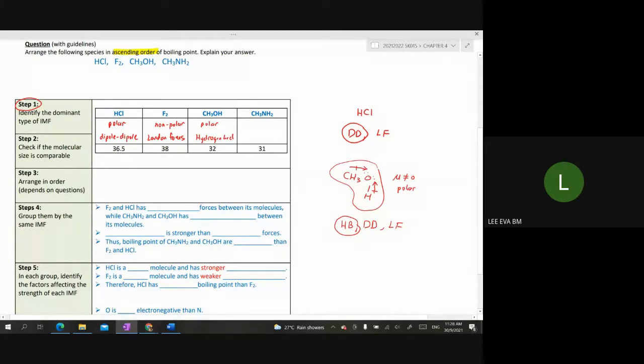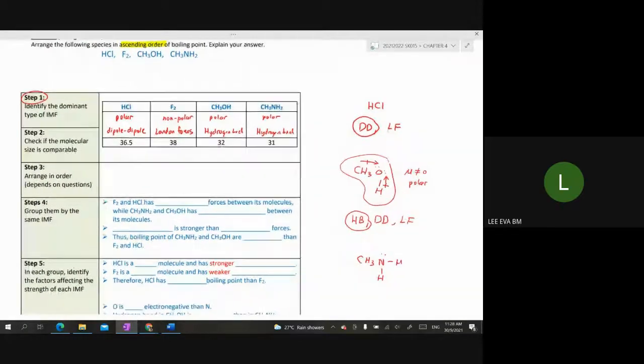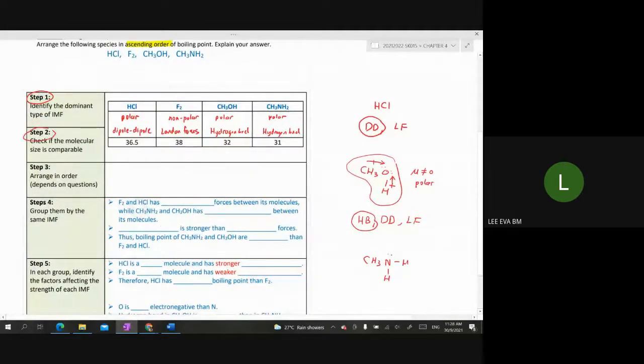How about CH3NH2? Polar, non-polar? Polar as well. What is the dominant force we have? Hydrogen bond. Again, the same thing, hydrogen bond, because you have your hydrogen directly attached to nitrogen. Structure dia pun lebih kurang sama macam CH3OH. So is that good for step 1? Can follow? Okay.